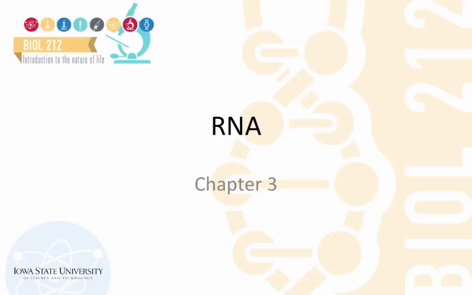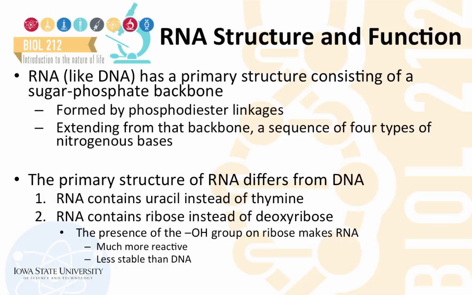In this video, we'll discuss the structure and function of ribonucleic acid. RNA, like DNA, has a primary structure consisting of a sugar phosphate backbone that is formed by phosphodiester linkages, and extending from that backbone is a sequence of 4 types of nitrogenous bases. The primary structure of RNA differs from DNA in that RNA contains uracil instead of thymine as one of the pyrimidines, and it contains ribose instead of deoxyribose as its sugar.